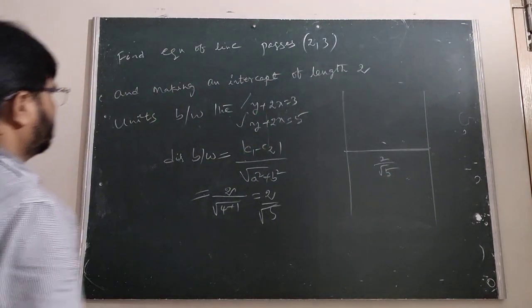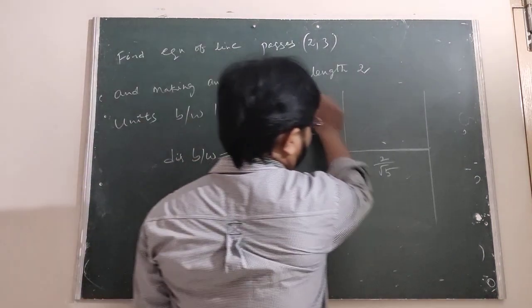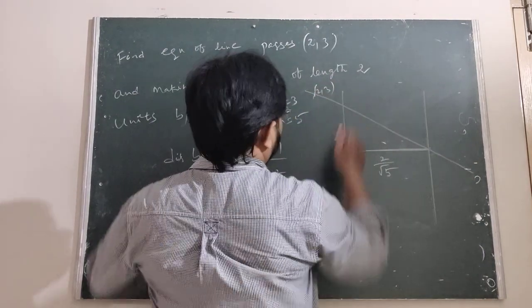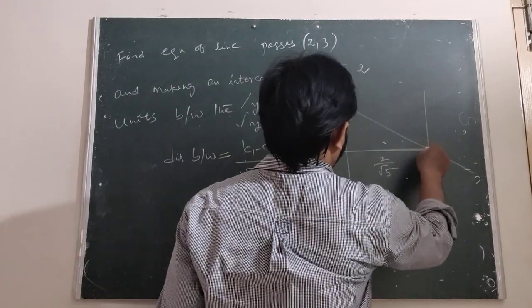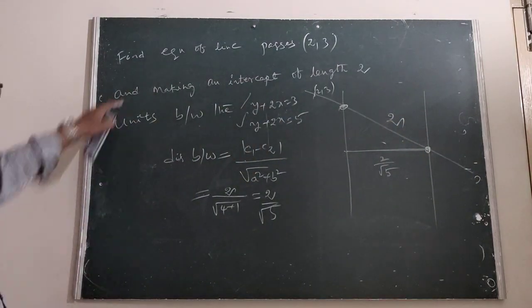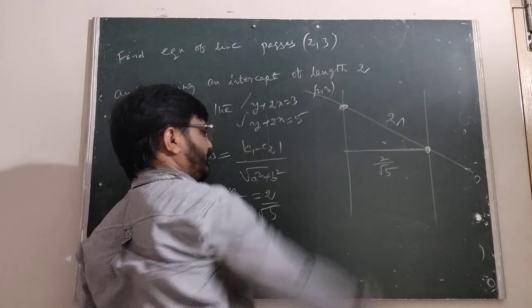Now, an equation of the line passes through the point (2, 3). The intercept between the lines is 2, making an intercept of length 2 units. This is the 2 units.